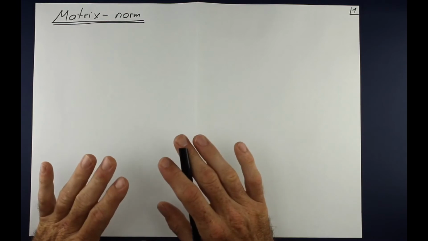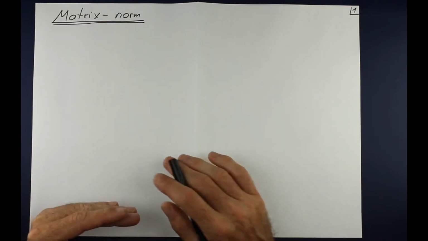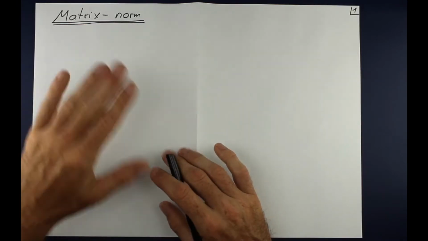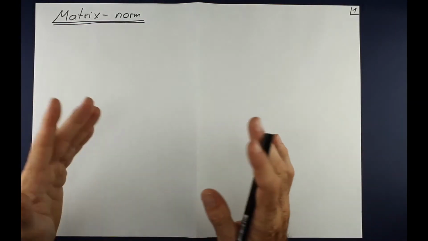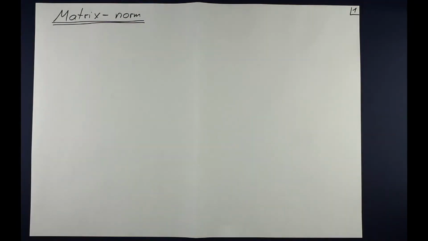In the last video we talked about vector spaces and vector norms. In this video we will talk about a very similar thing, a norm not on vectors but on matrices. This is not a big step because a matrix can be seen as a vector if you want to. But let's see what is a norm on a matrix.